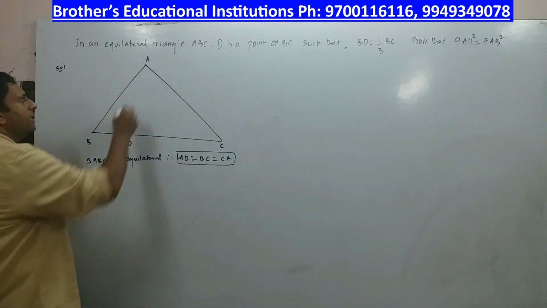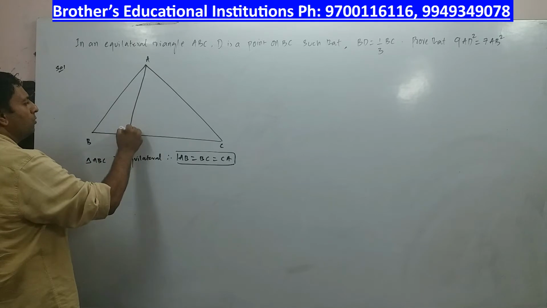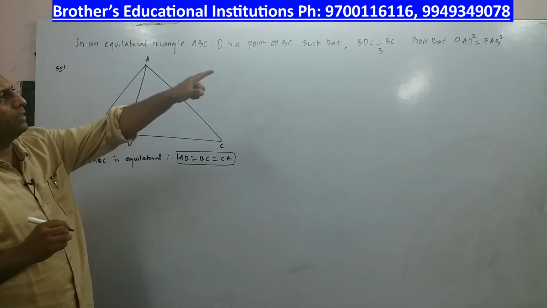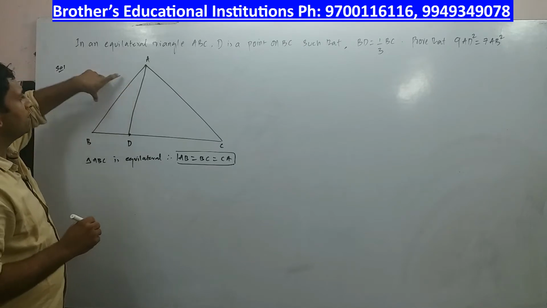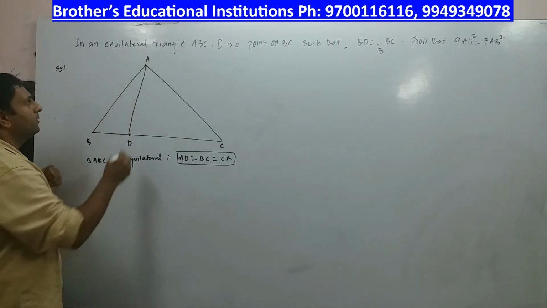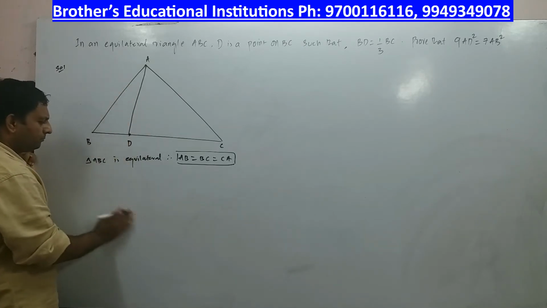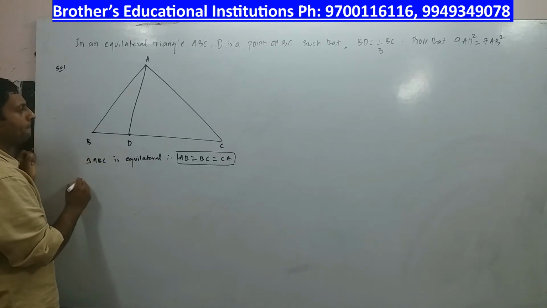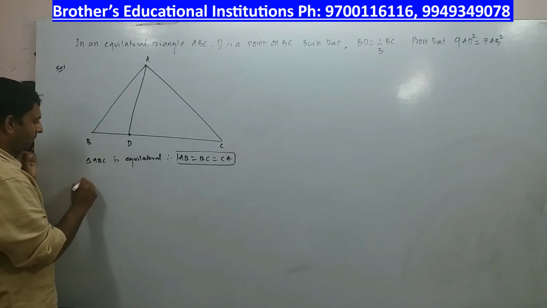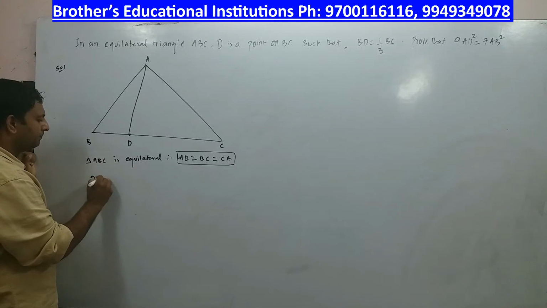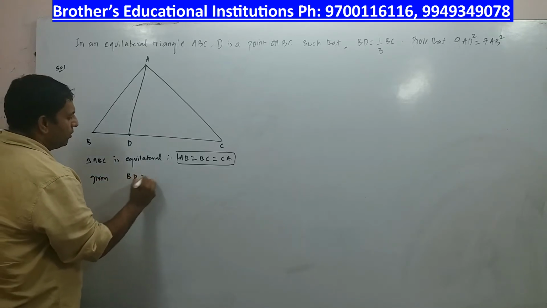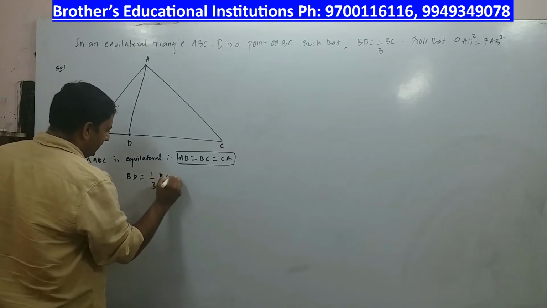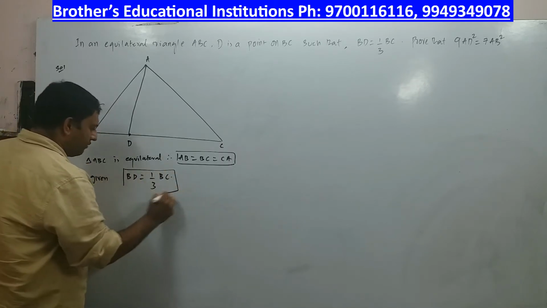Alright. Now in this case we have to show what? 9AD square is equal to 7 times AB square. Alright. Now what am I going to do? I will say given BD is equal to 1/3 BC. So this also I am going to use somewhere in the future.